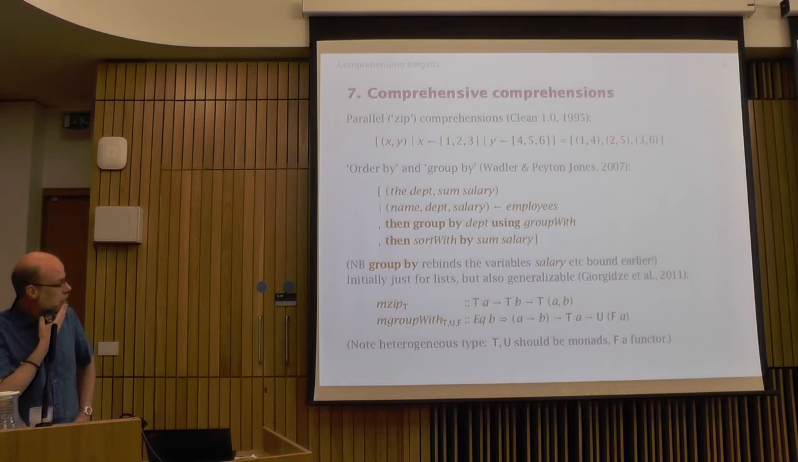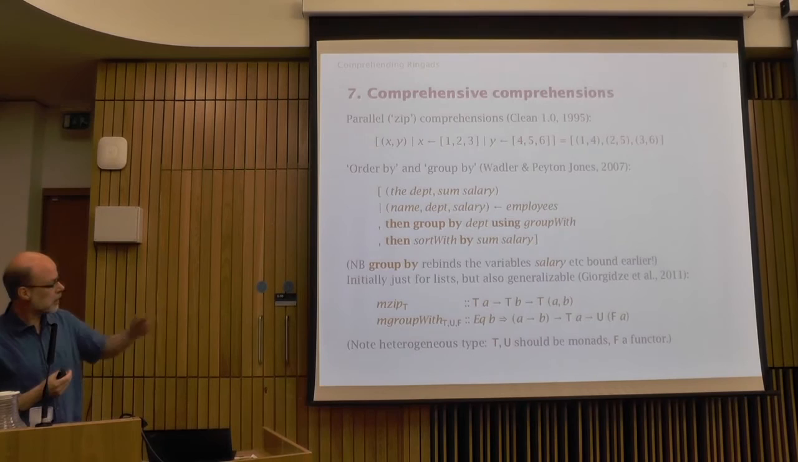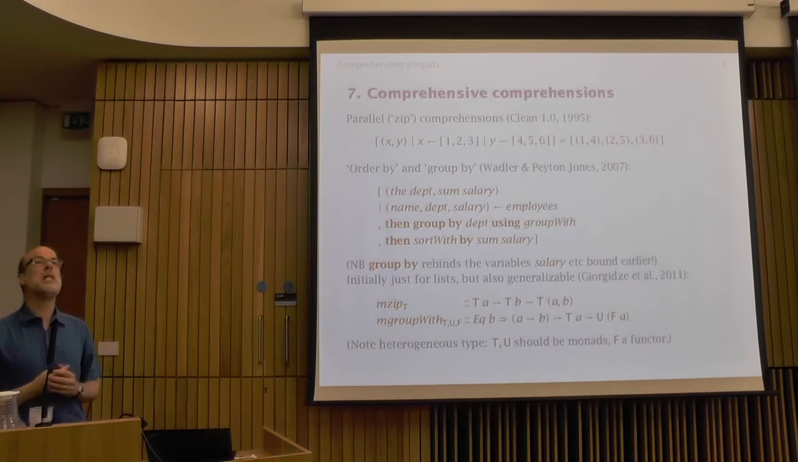So in GHC there is a type class called MonadZip, of which mzip is the member function, and it should have this corresponding type. In George Eater's paper in 2011, there was a MonadGroup type class that had an mgroupWith whose type was T A to T of T of A. The T, U had to be T, and F had to be T as well. It split a list into a list of lists, a set into a set of sets, a bag into a bag of bags.